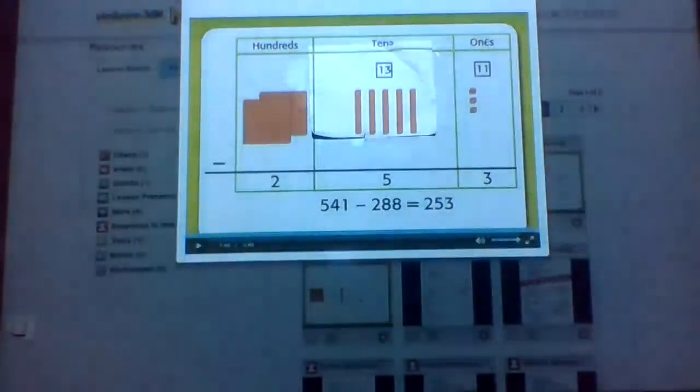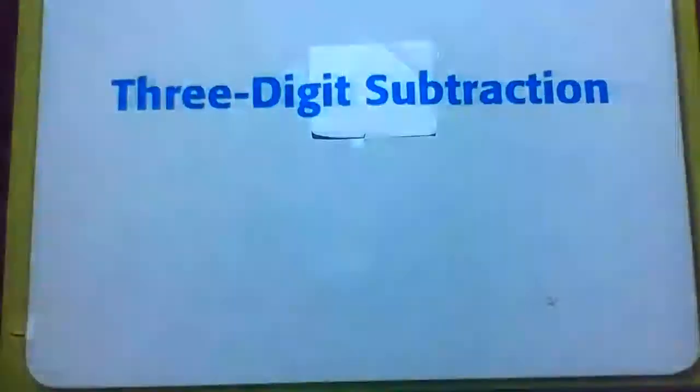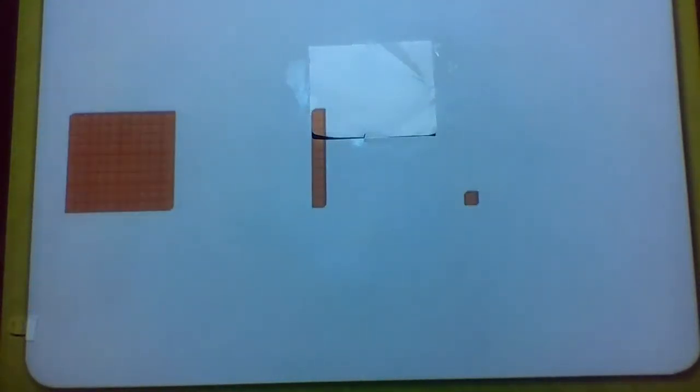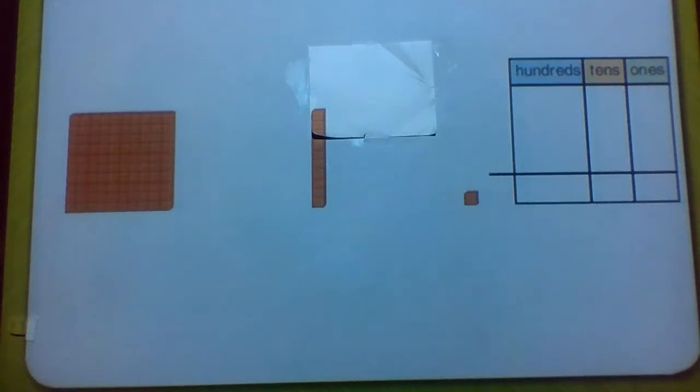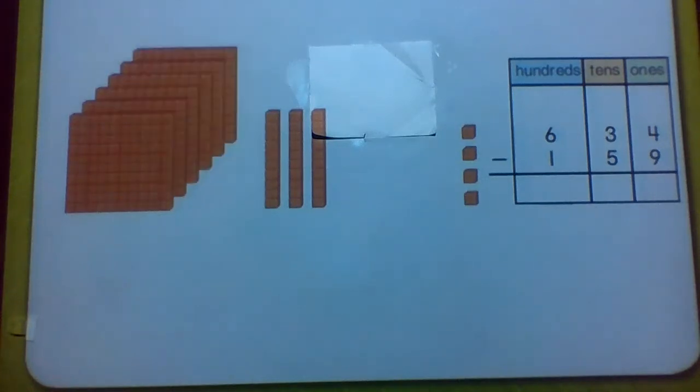Same regrouping concept. Three-digit subtraction. Using base 10 blocks and a place value chart, we can subtract 634 and 159. 634 has four ones, three tens, and six hundreds.